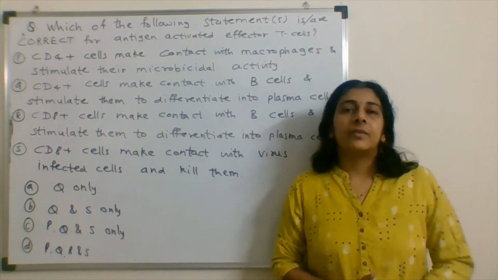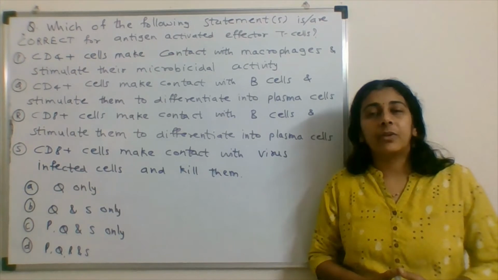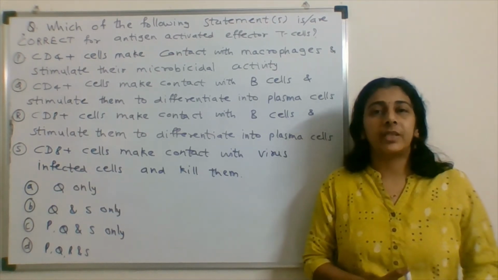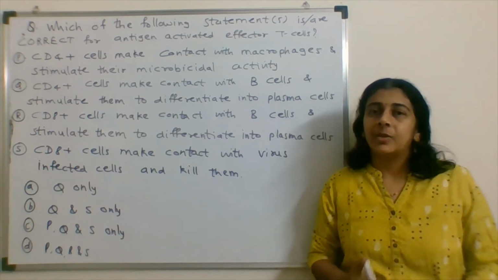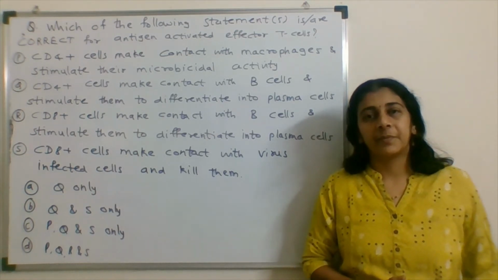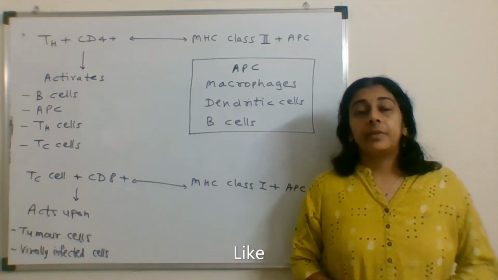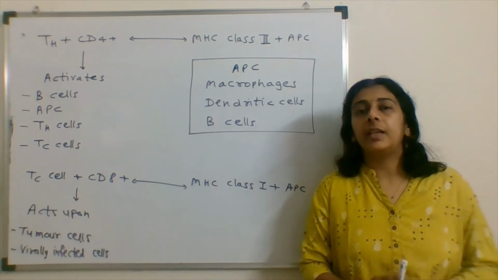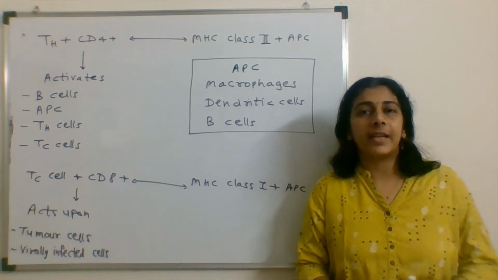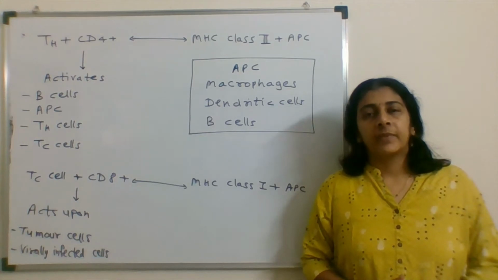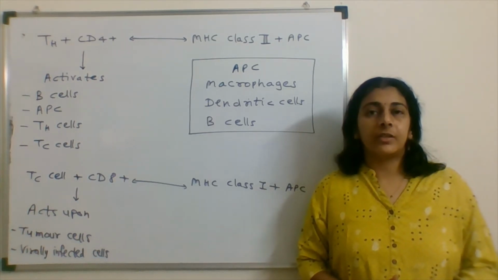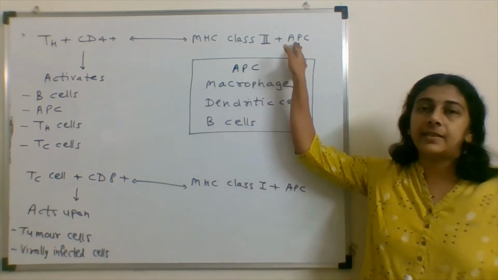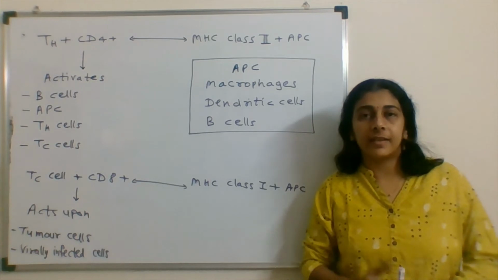So to solve this, we must know what are CD4 plus cells, what are CD8 plus cells, what are macrophages, what are B cells. So let's go through these concepts. When we learn the immune response of T cells, we learn that T cells cannot recognize antigen by themselves. T cells need some presentation of antigen to them. And this is done by the APCs, that is antigen presenting cells.